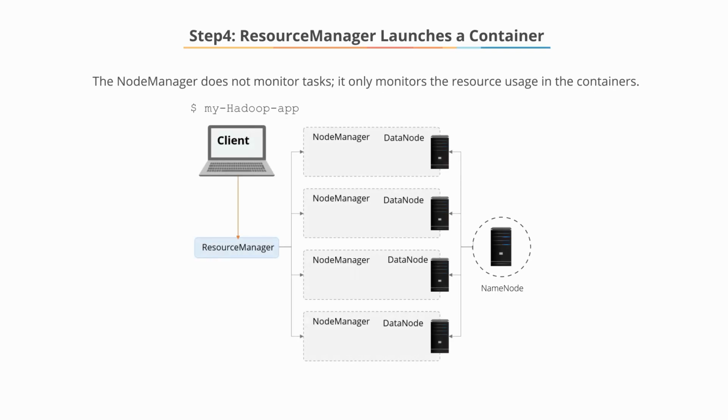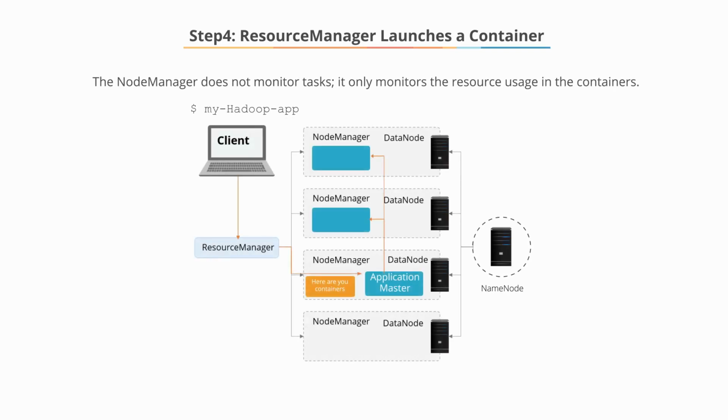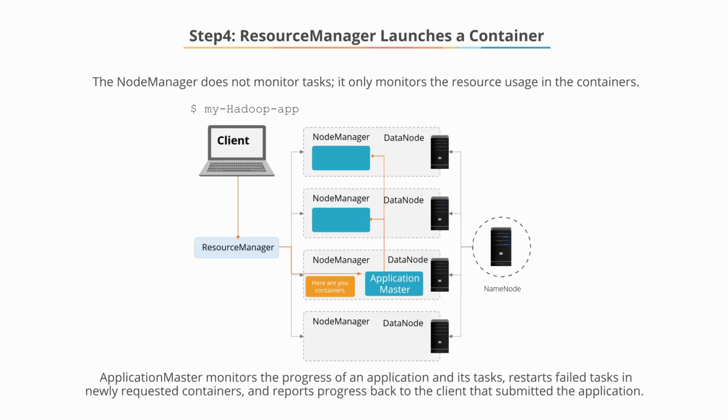The node manager does not monitor tasks. It only monitors the resource usage in the container. For example, it kills a container if it consumes more memory than initially allocated. Throughout its life, the application master negotiates containers to launch all the tasks needed to complete its application. It also monitors the progress of an application and its tasks, restarts failed tasks in newly requested containers, and reports progress back to the client that submitted the application.